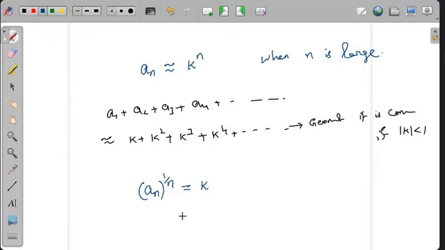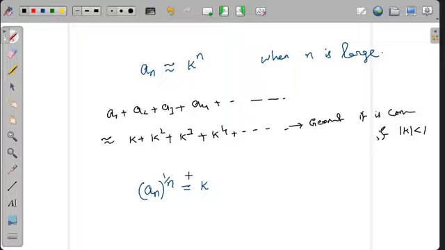Yeah, so now I'm taking a_n which is equal to k power n. If it is equal to k power n, suppose we list out the summation here, this looks like this, and it is a geometric series, and you know that it is convergent only if k is less than 1. Now if you want a_n to be like this, like k power n, then what is the condition on a_n? a_n whole power 1 by n must be equal to k.